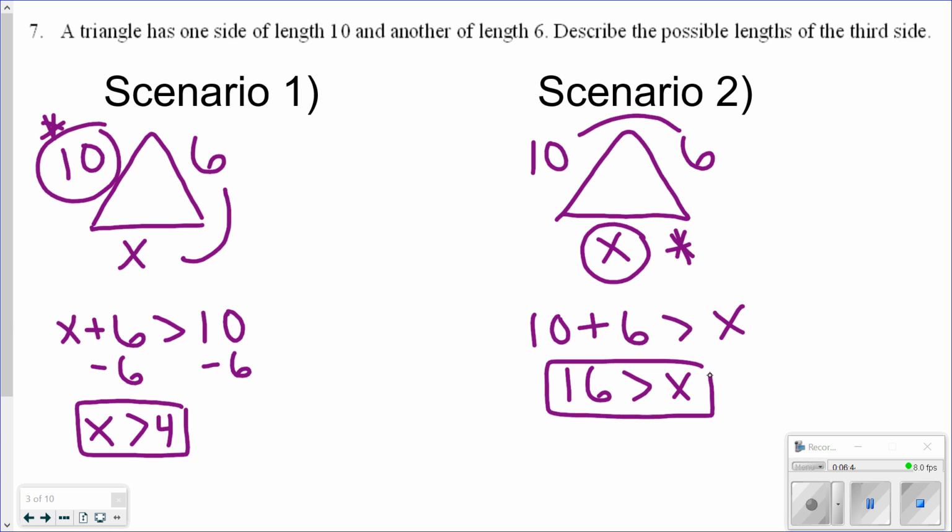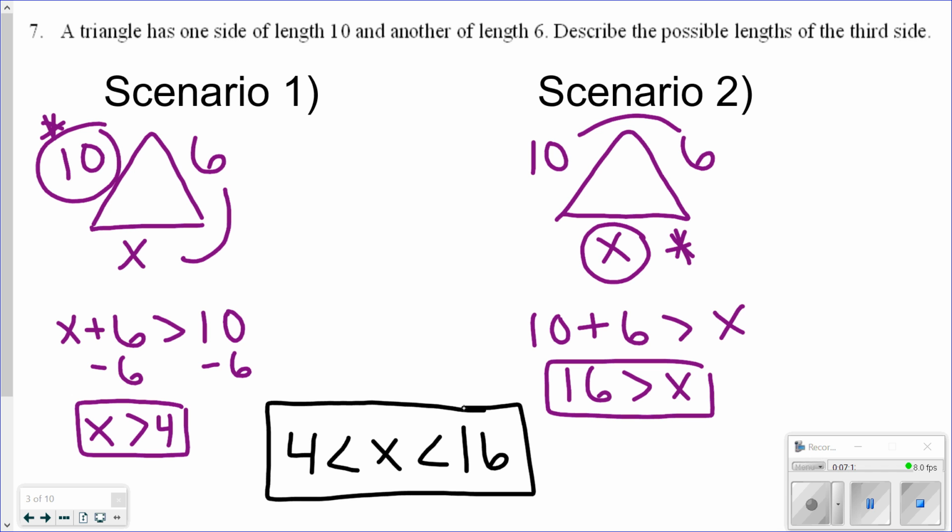Now I need to combine those into one inequality. My X value needs to be some number between 4 and 16 for this to actually create a triangle. So that means that X has to be between 4 and 16, and we write this like this: 4 is less than X, which is less than 16. So this would be my final answer, and this is what you would use. So X is between 4 and 16.